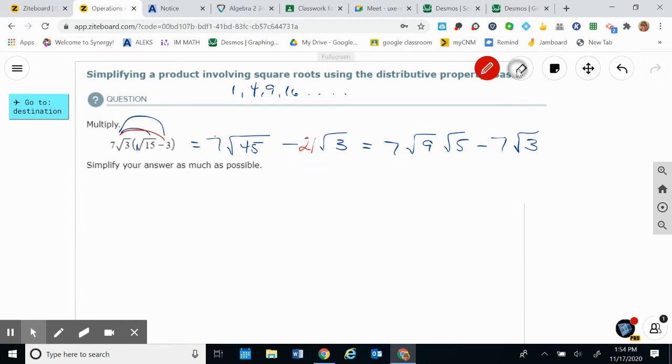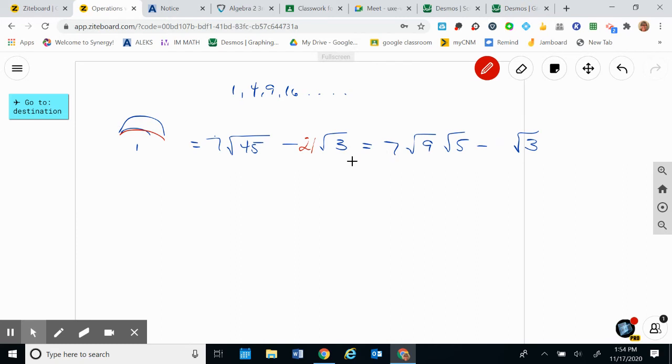Okay, so I can erase this one. No, I can't. My box is so big, it won't let me do that. Where's it going?